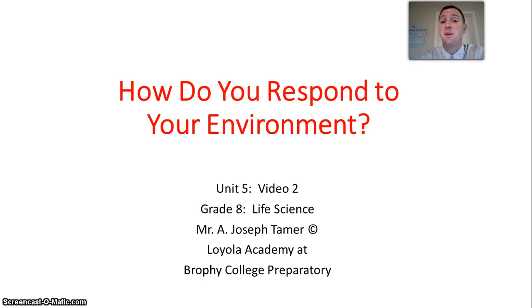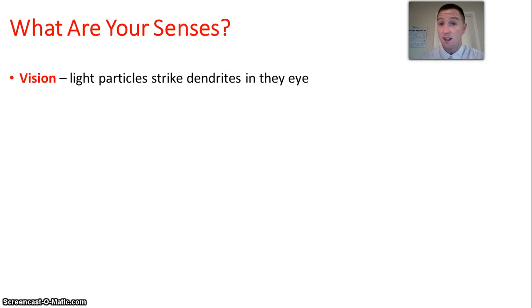All right, how do you respond to your environment? Now, we break this down into three different parts. First, we have to sense information from our environment. So, what are your senses? In elementary school, you were probably taught you had five senses, right? And you do. You've got vision.